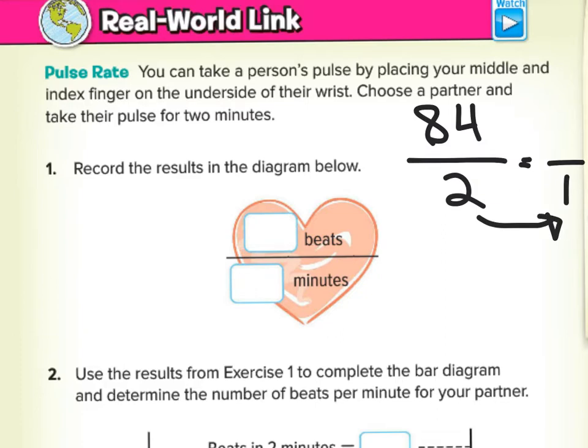If I cut the bottom in half, I had to cut the top in half. Whatever you do to the bottom, you must do to the top of a fraction or a ratio. So if I cut the 84 in half, I get 42. So I actually have 42 beats per minute.